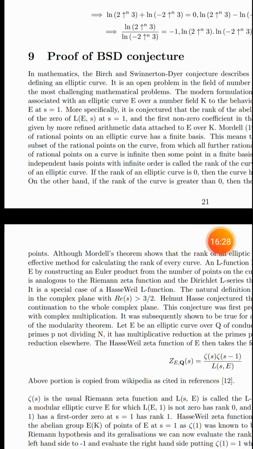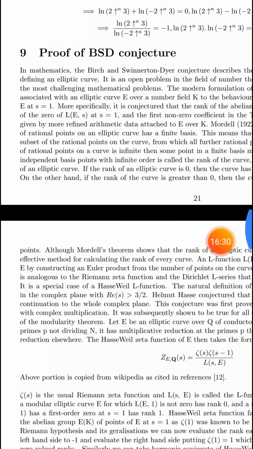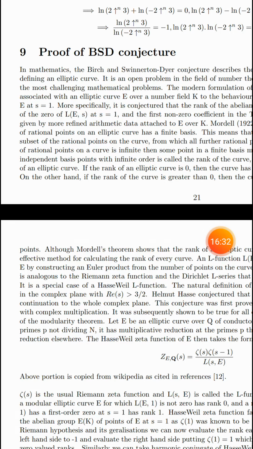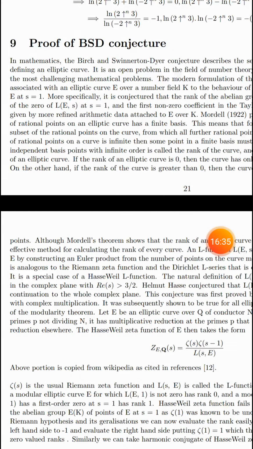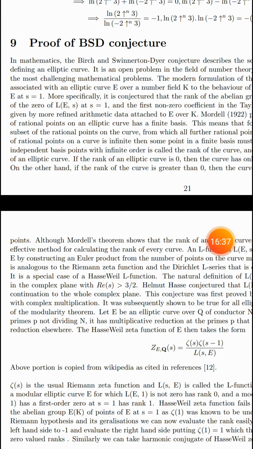Proof of BSD conjecture. It's a conjecture given by Birch and Swinnerton-Dyer, and it's about elliptic curves.